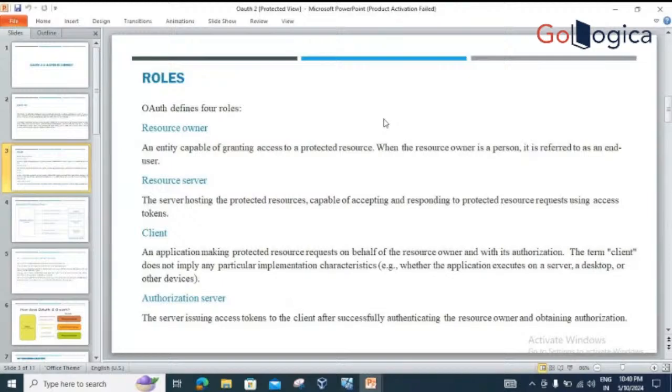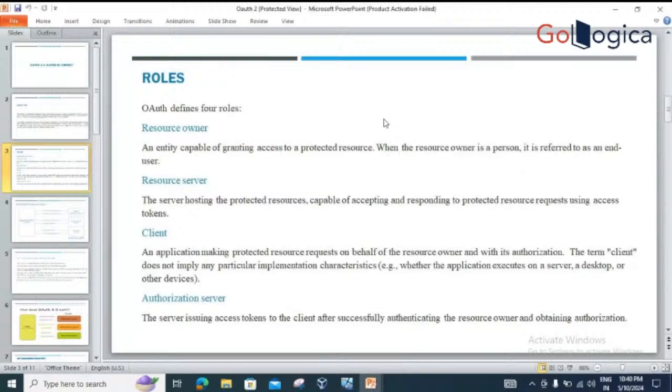We are accessing something from the protected resource side, which is stored somewhere. Now the resource server is the server which hosts the protected resource. There is a place where all your documents are stored; we call it a protected resource, where all the information is stored. Who wants to access this? The resource owner. And who is hosting the protected resource? That is the resource server.